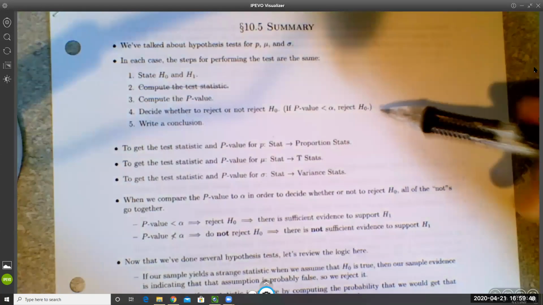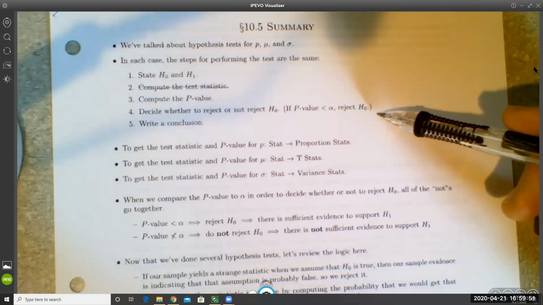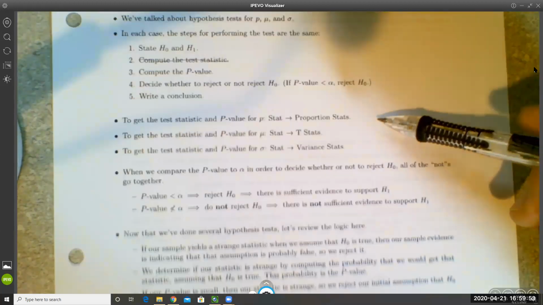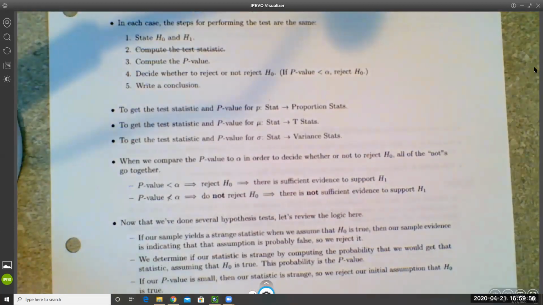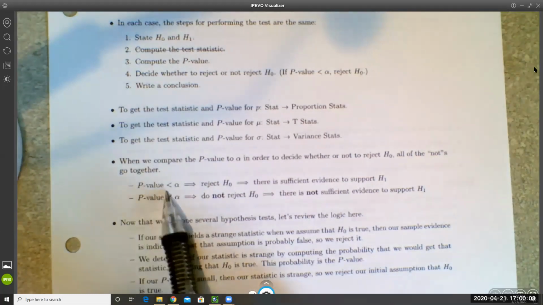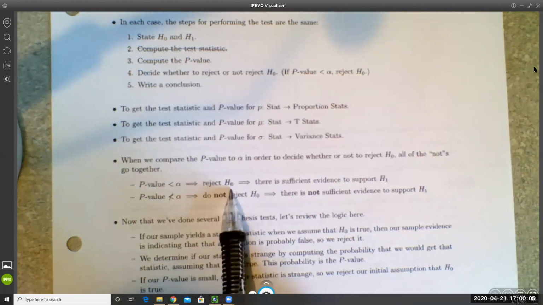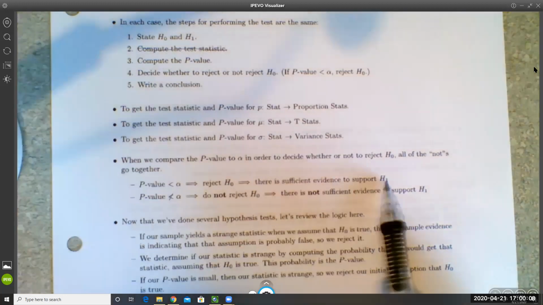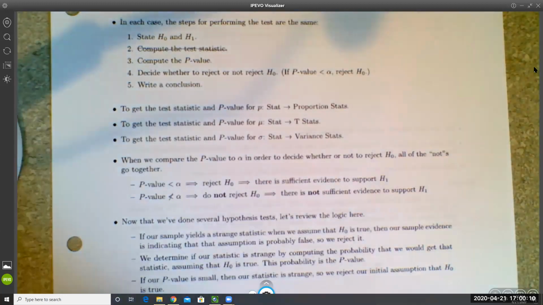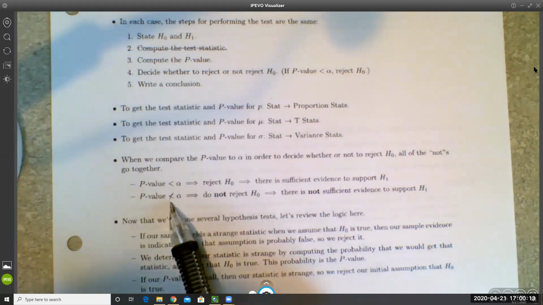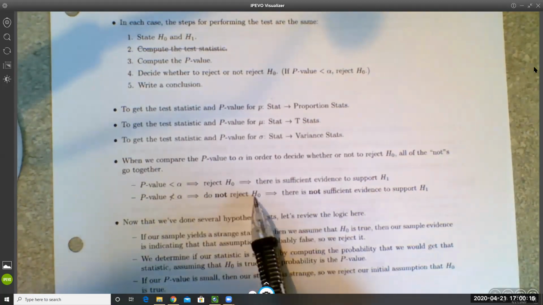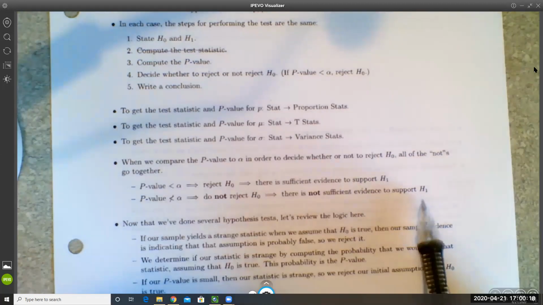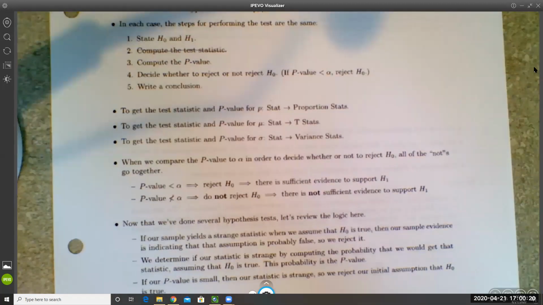When it comes to making this decision, again, if your p-value is less than alpha, you reject the null hypothesis. One way to remember this is that all of the positive statements go together and all of the negative statements go together. So if the p-value is less than alpha, then you do reject the null, and there is sufficient evidence to support the alternative. If, on the other hand, the p-value is not less than alpha, then you do not reject the null, and there's not sufficient evidence to support the alternative, right? So all of the negatives go together, all of the nots go together, okay?